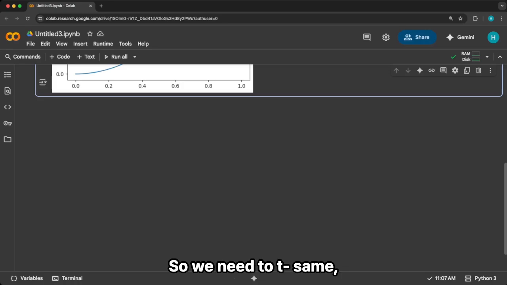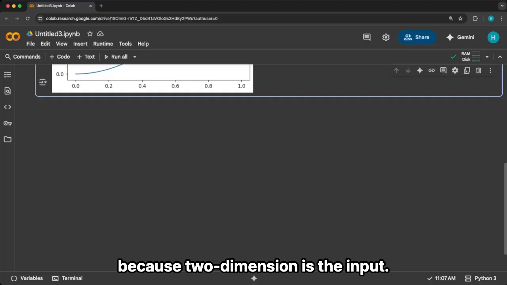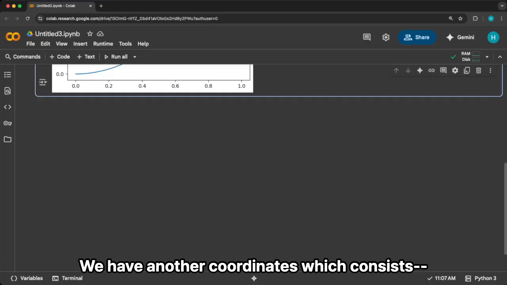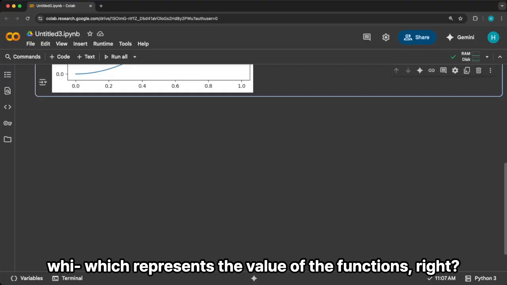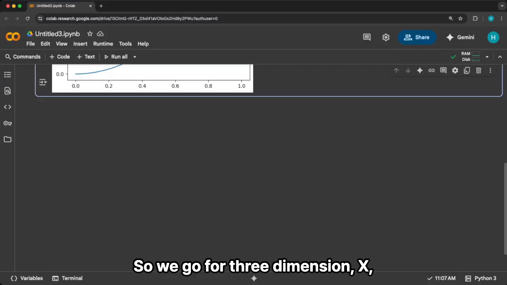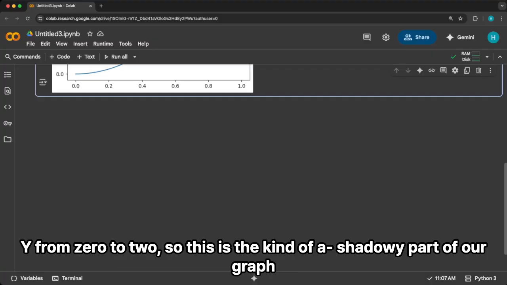So we need to do the similar thing as we draw the graph of single variable function. We need to plot the point, right? But we cannot plot the point on two-dimensional plane because two dimensions is the input. We have another coordinate which represents the value of the function, right? So we go for three dimensions, x, y, and z, and x from -1 to 1, y from 0 to 2.